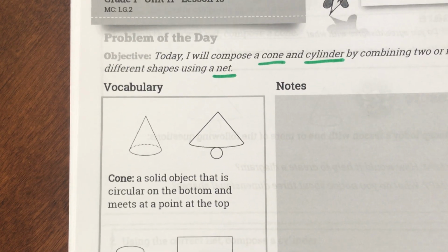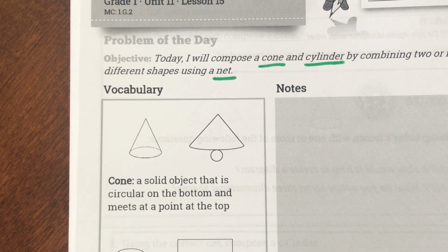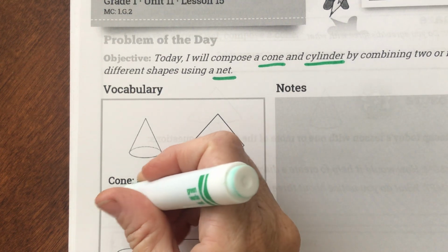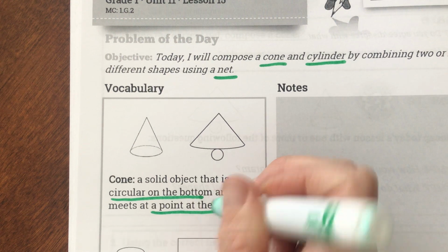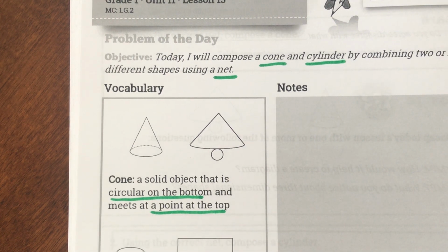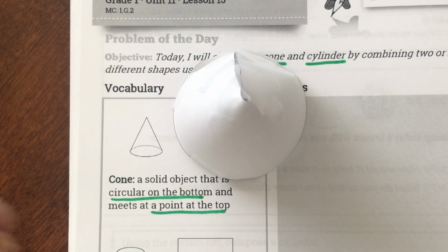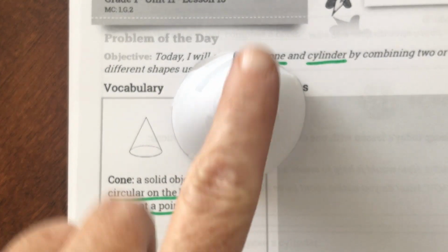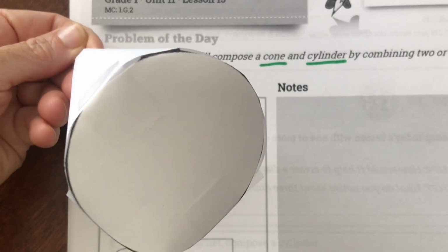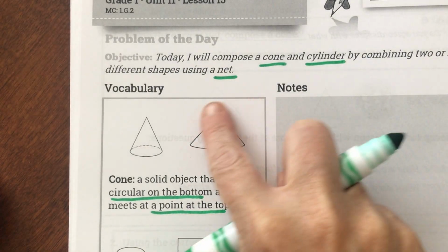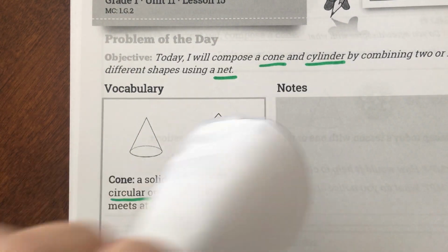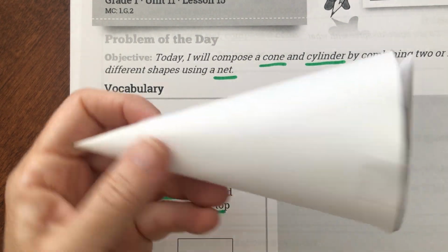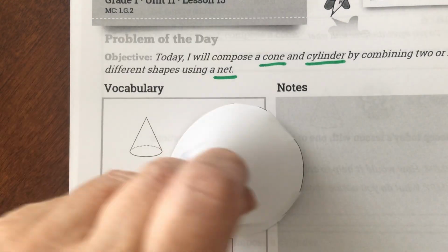Our cone, what makes a cone so important is a cone is circular on the bottom and then it has a point on the top. That's what our cones have. And yesterday I folded a cone for you. So here was my cone, here's my point on top, and here's my circle on the bottom. And I made it by using a net similar to this. So this was the net for it. And then when I folded it, I had my three-dimensional solid figure.